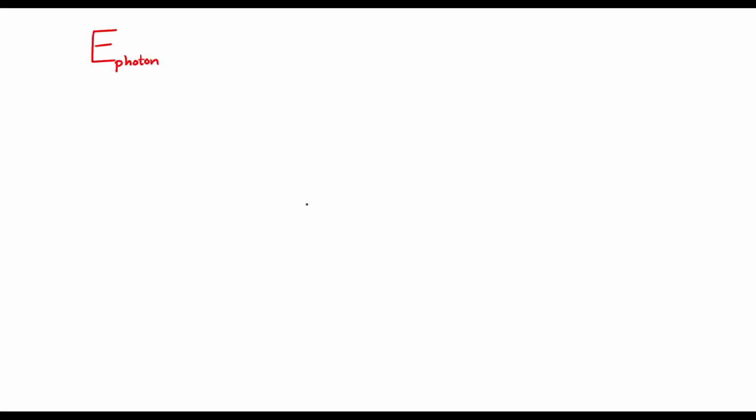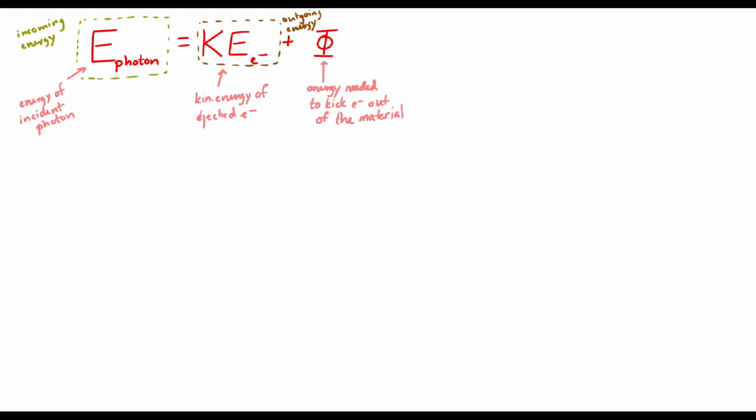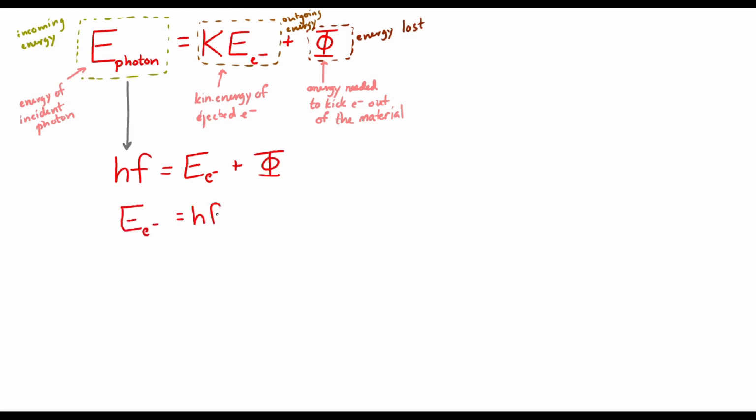Now we can write an expression for the energies involved here. The energy of the incoming photon has to equal the kinetic energy of the ejected electron plus the work function. Because remember, the work function is the amount of energy that's necessary to kick the electron out of the material. So the incoming energy is equal to the outgoing energy of the electron plus the energy that's lost just getting the electron out of the material. And we can replace the energy of the photon with h times f, and rearrange it a little bit. So the energy of the ejected electron is equal to hf minus the work function.